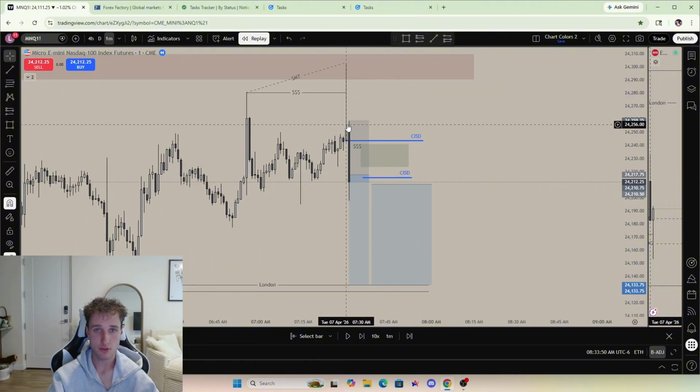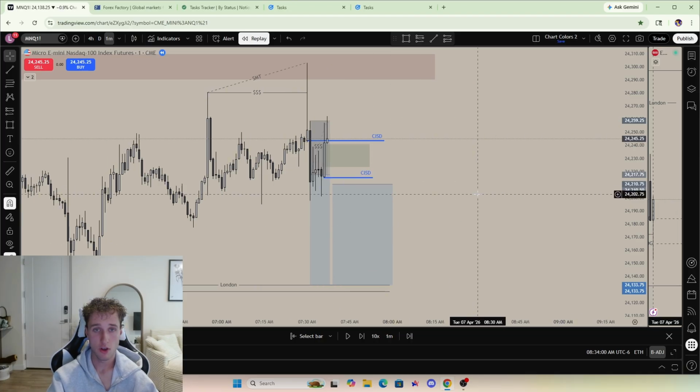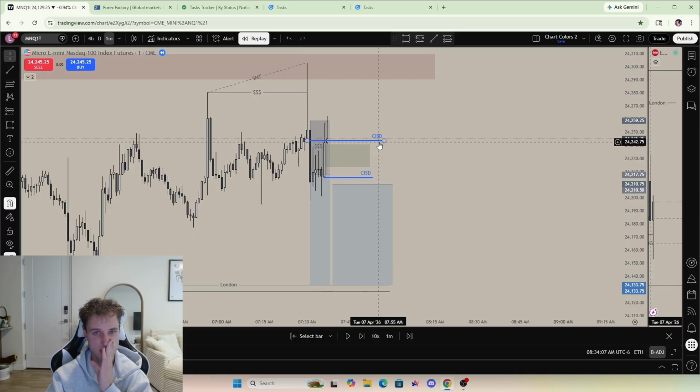I end up taking my short, putting my stop at this candle high. I just want to see really good displacement lower. And we ended up getting stopped out fairly quickly here. Once we get stopped out, we end up having this 1 minute bearish fair value gap that basically holds, but I just got stopped out by a tick.